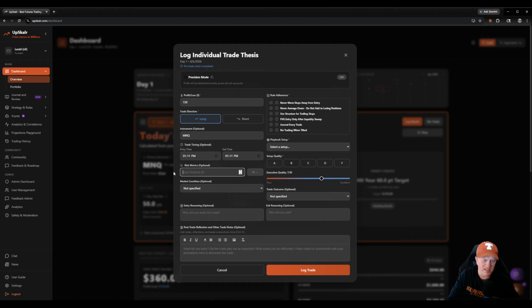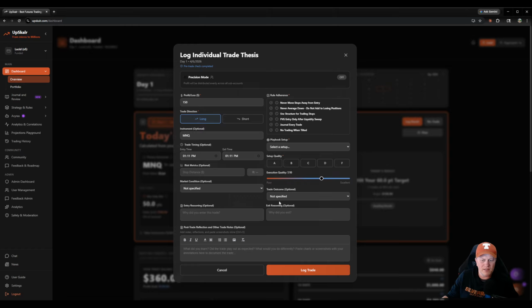I don't typically use this, but I know some people do. Market conditions, right? You can pick whether it was trending or choppy or ranging, and the reason why this is important is in the analytics, it's going to show where you perform best. After you get a sample of trades in, do you perform best in ranging, choppy trading, or maybe trending markets? You're going to start to see some of that information.